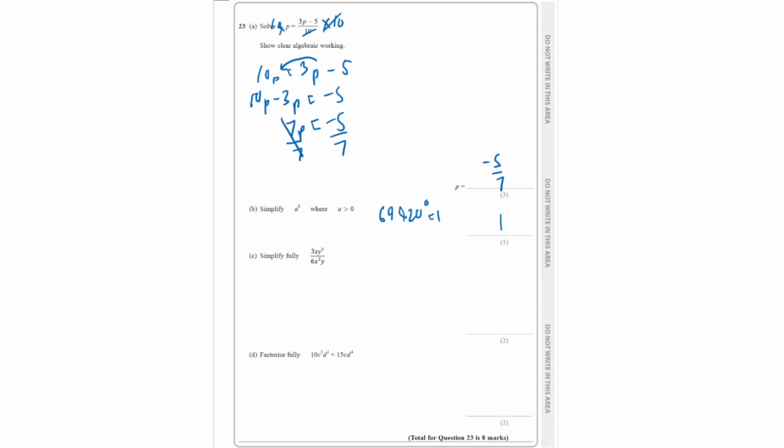Simplify fully. 3xy cubed over 6x squared y. So let's start off with the integers. 3 over 6, we can actually divide 6 by 3, and we get 2. 3 divided by 3 is 1, so we can just write 1 over 2. Now, we have x to the power of 1 over x to the power of 2.